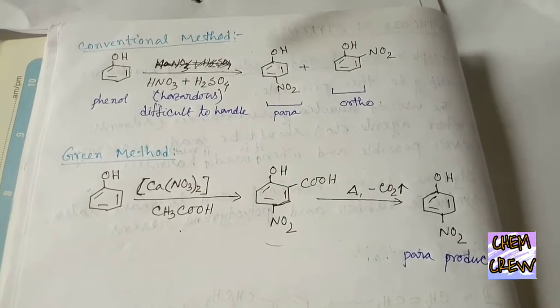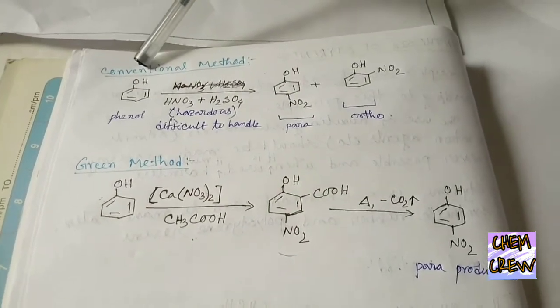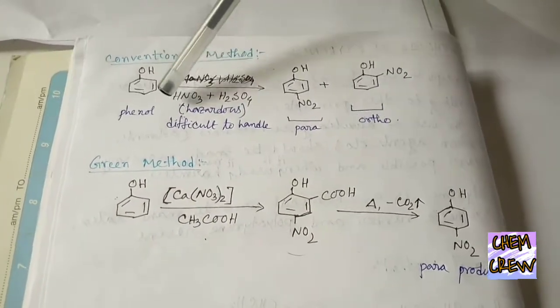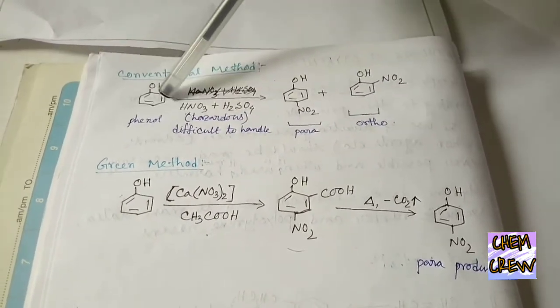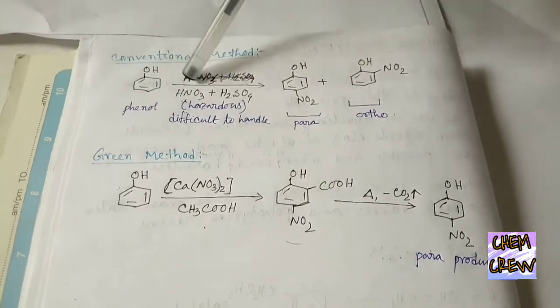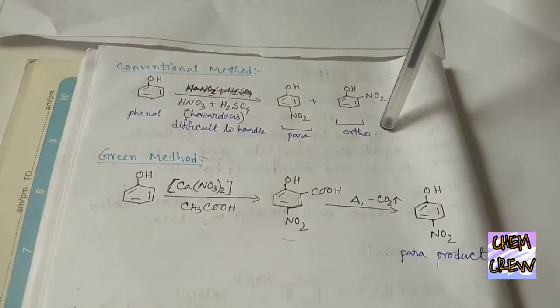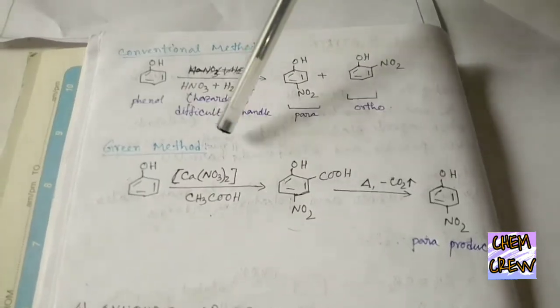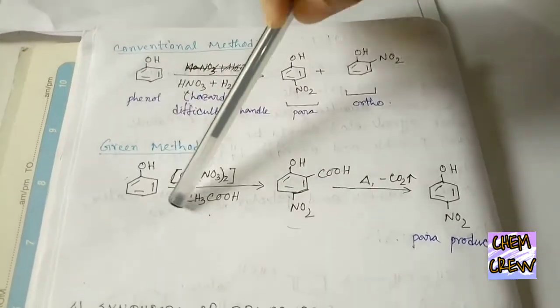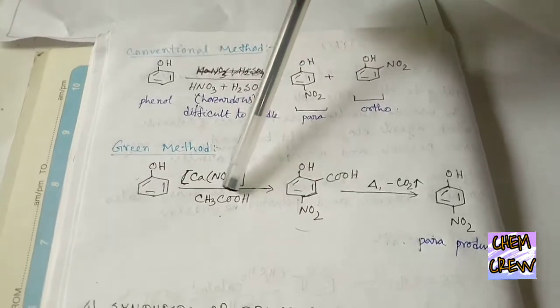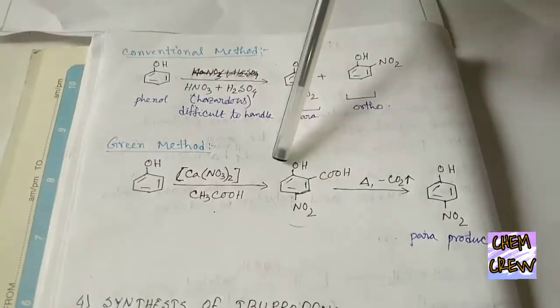Let's see the conventional method for nitration of phenol. Here, phenol is used as starting material, then it is treated with nitric acid and sulfuric acid, and we get paranitrophenol and orthonitrophenol. In the green method, phenol is treated with calcium nitrate along with acetic acid, and this product is produced.